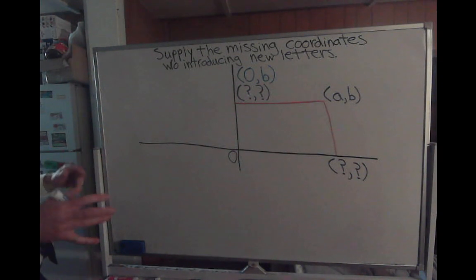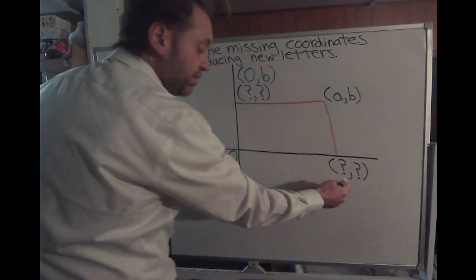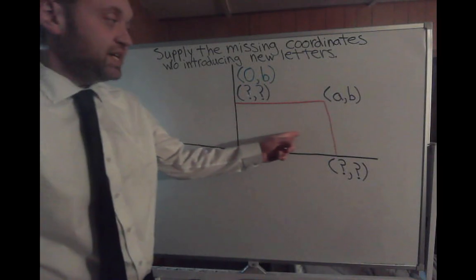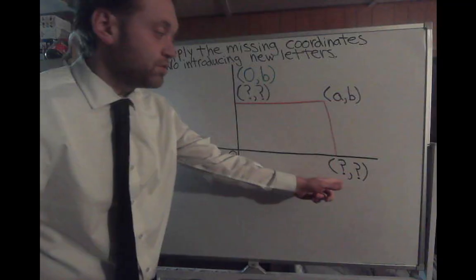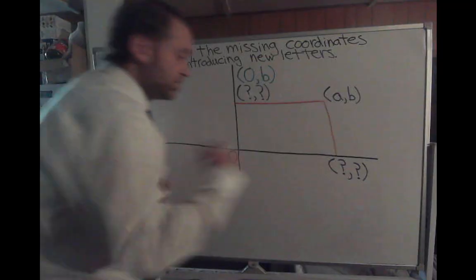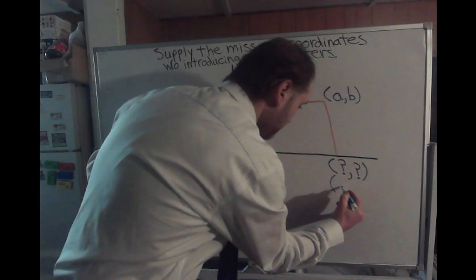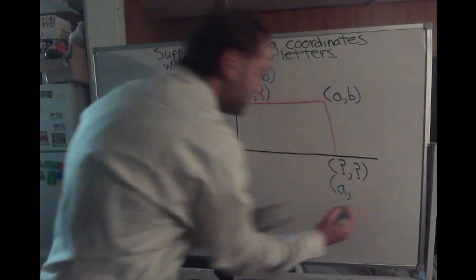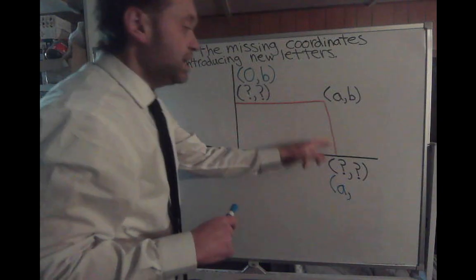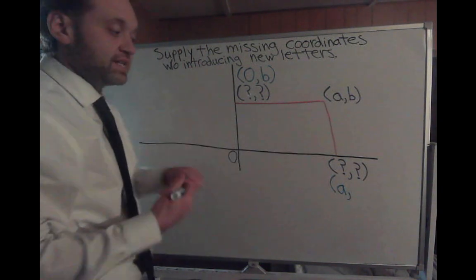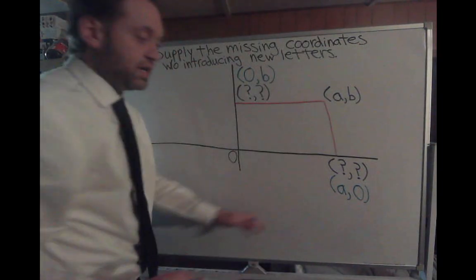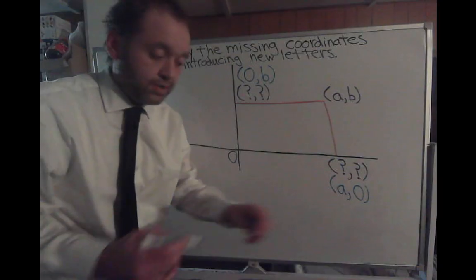Okay. Now, what about the missing coordinate here at the bottom right? Well, clearly we can still see that it's shifted A units to the right, so it's over A units from the origin. So we can put that as our x coordinate for this. But what about the y coordinate? Well, it hasn't gone up any. It's still sitting on the x-axis, so the missing coordinate here would be A, 0.